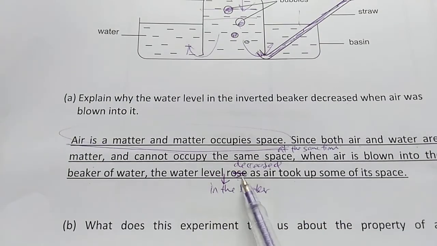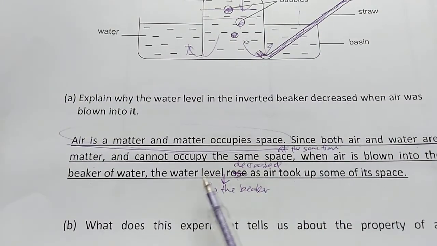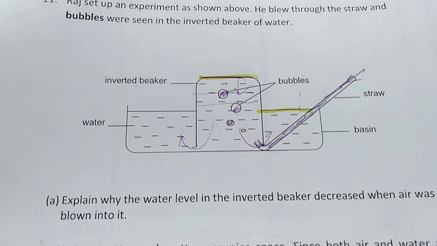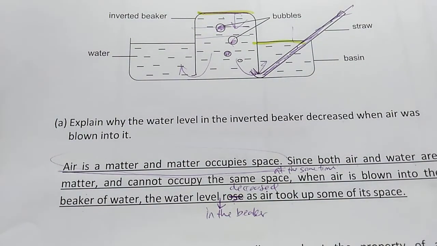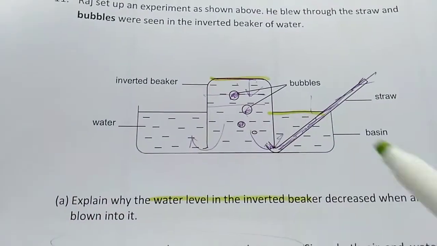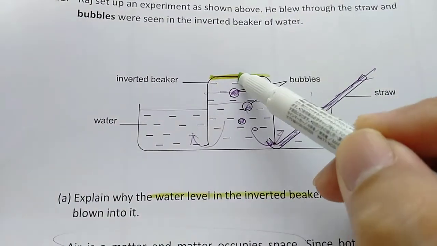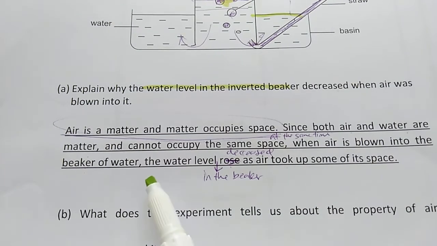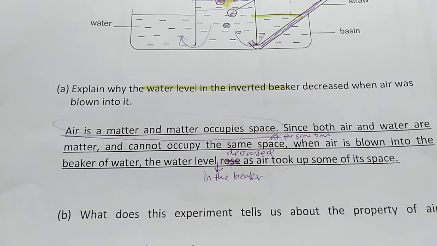Now, can I write water level rose here? Can, but I must say water level in the basin. Because there are two water levels here. There's water level outside and water level inside. Okay? Here you're asked to explain why the water level in the inverted beaker, which is the one inside the beaker, why did it decrease? So here I think I could have been clearer in my answer. I should say water level in the beaker decreased as air took up some of its space.